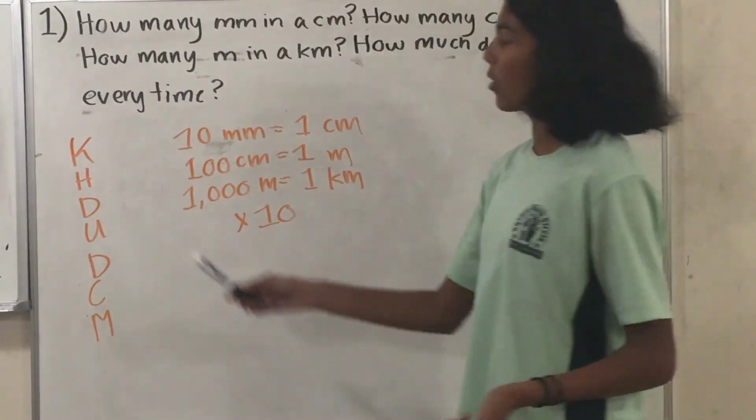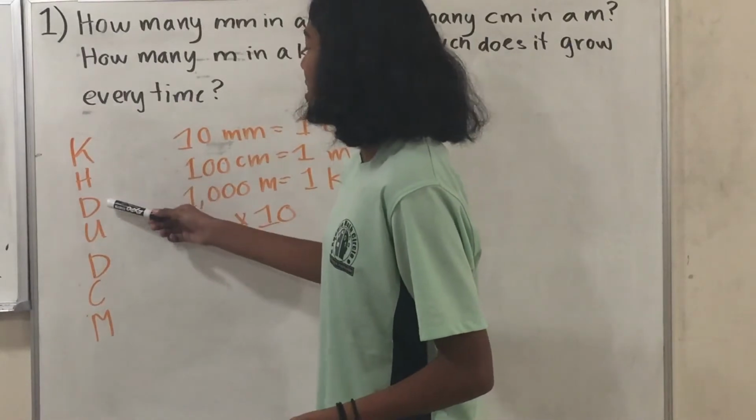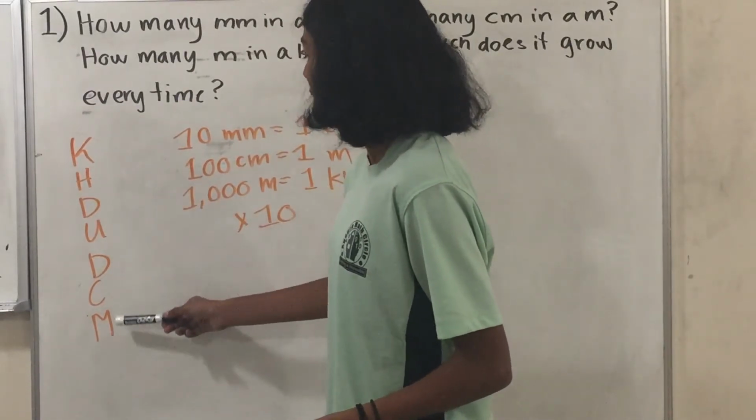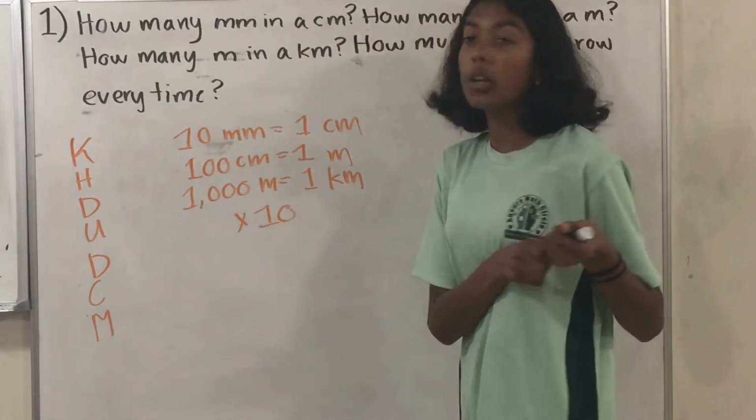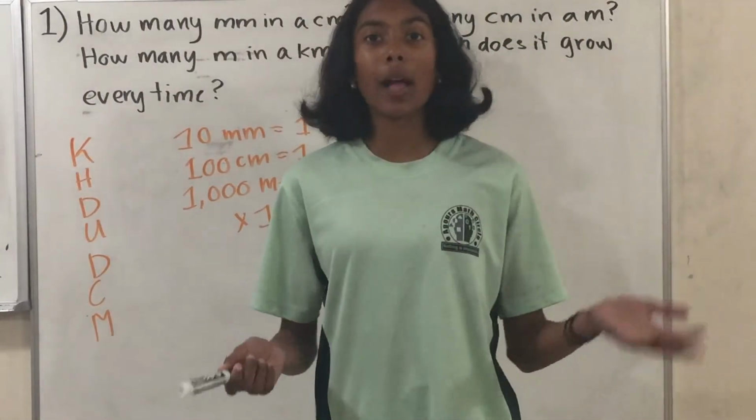So I wrote out our mnemonic device. King Henry died unexpectedly drinking chocolate milk. And one thing that we notice is every time we jump from one letter to another, it multiplies by 10.